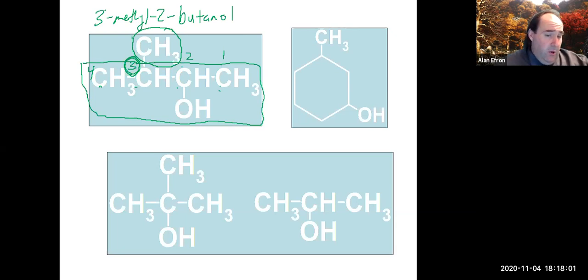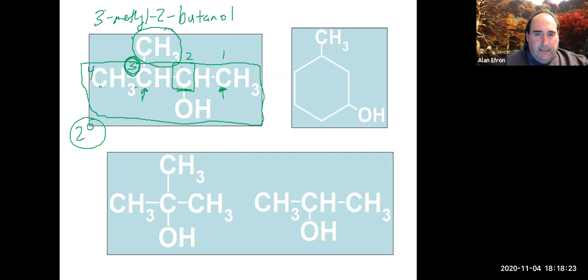Okay, we want to know, is it primary, secondary, or tertiary? So to determine that, we want to go to the carbon that is attached to the OH group. And attached to that carbon is one carbon there and two carbons there. So this would be a secondary alcohol because of that.